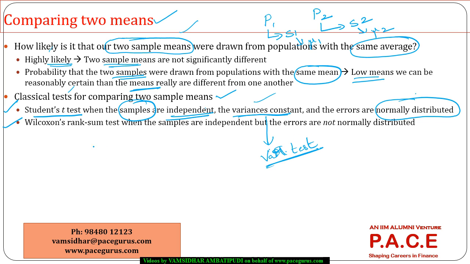If any of these things is violated, it's better that I rely on the non-parametric test to compare the means of the two groups, wherein I would be using the Wilcoxon rank sum test, especially if it is sufficient that the samples are independent. I don't need anything about the variance between the groups, whether it is constant or not. And I also don't bother about whether the error terms are normally distributed or not. So the Wilcoxon test is a much more appropriate test if my data is not fitting into any of these kinds of groups. All right. Now, getting started with the student's t-test.